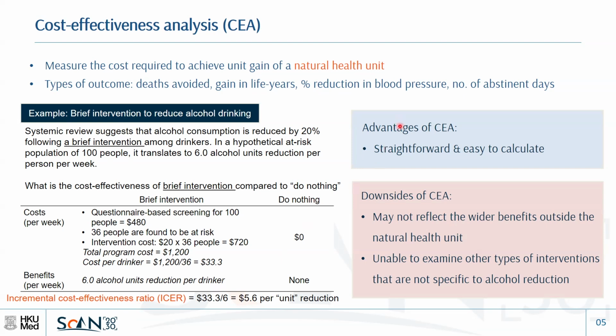The advantage of CEA is that it is quite straightforward and easy to calculate. The downside of CEA is that it may not reflect the wider benefits outside the natural health unit. It is also unable to examine other types of interventions that are not specific to alcohol reduction.